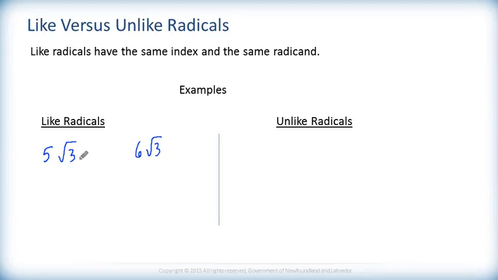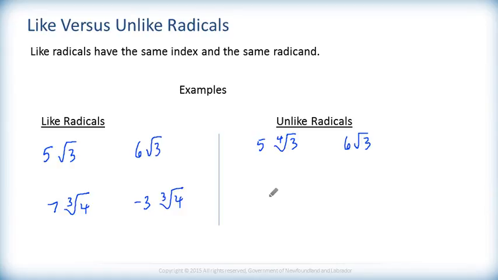They have the same index. The index is 2, and they both have the same radicands. It doesn't matter that the coefficients are different. Likewise, if I had 7 cube root of 4 and negative 3 cube root of 4, they would be like. On the other hand, if I had 5 times the 4th root of 3 and 6 root 3, they would be unlike.